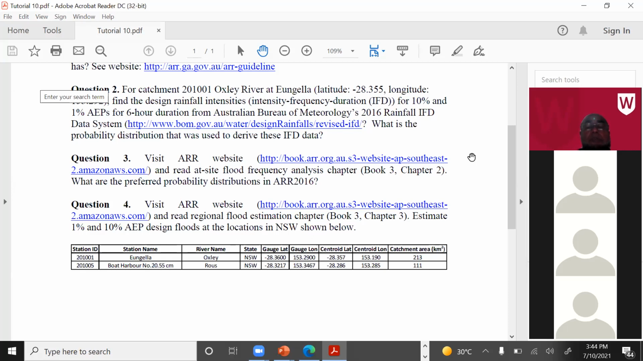Sir, if you don't mind, I just have one question. Sure. For the catchment outlet, do we put the gauge lat and for the catchment centroid? Yeah, I think you're right. Outlet is the gauge lat and gauge long, and the centroid is the other one. Yes, sir. Thanks. Outlet means where we have the gauging instrument, we call it outlet in this kind of subject.